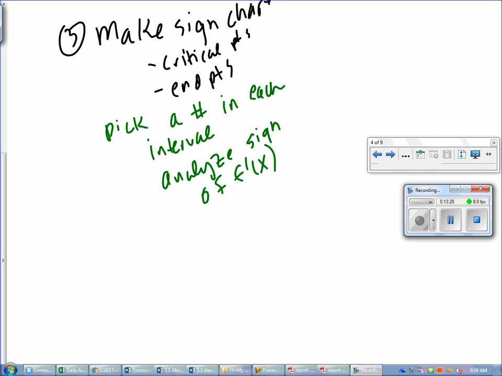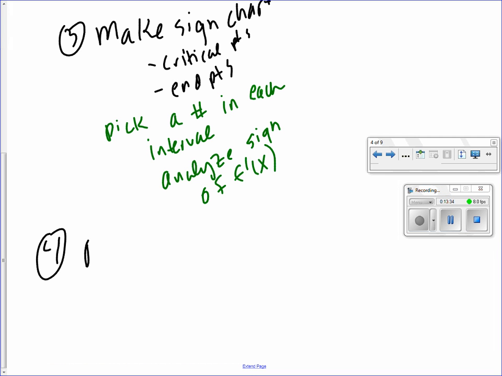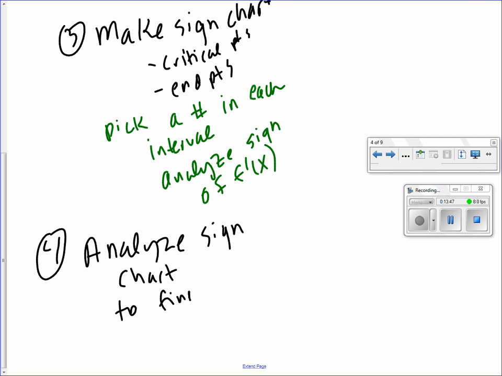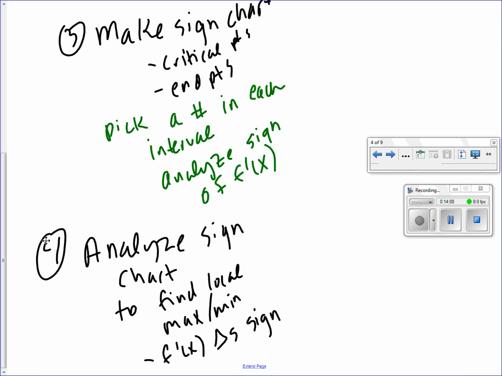So our last step in our tell show, after you've made your sign chart, is that you need to analyze your sign chart. You're analyzing your sign chart to answer the question. And the question here is, what are the local max and min? And remember, local max and min happen when the derivative does what? When the derivative changes sign. So we're looking for where does the derivative change sign? I'm going to use delta, changes sign. F prime of x, excuse me, changes sign.